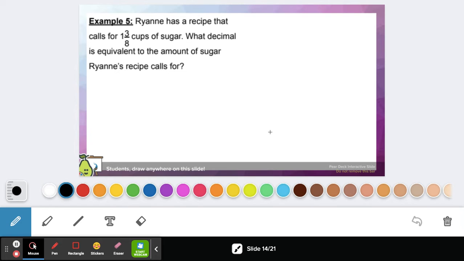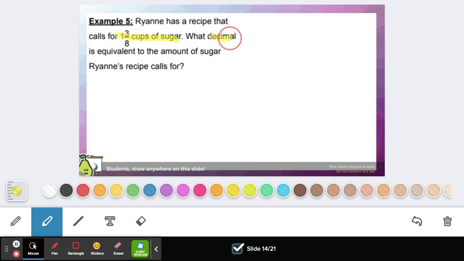So this is example 5. It says Rianne has a recipe that calls for 1 3/8 cups of sugar. What decimal is equivalent to the amount of sugar Rianne's recipe calls for? So we know that the recipe calls for 1 3/8 cups of sugar. We need to find the decimal equivalent of this mixed number, okay?